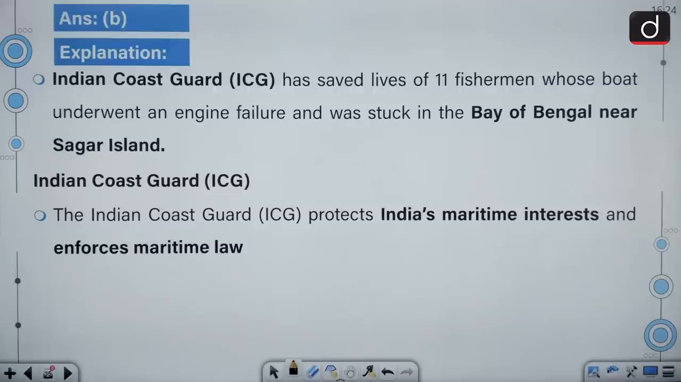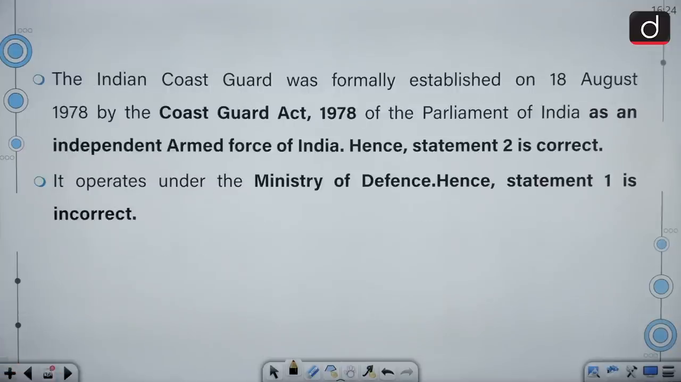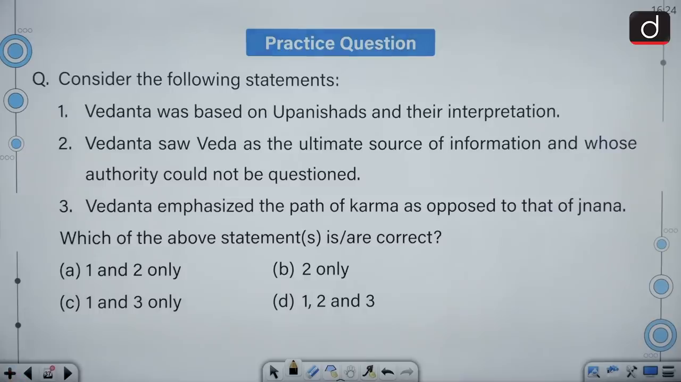Indian Coast Guard has saved the lives of 11 fishermen whose boat underwent an engine failure and was stuck in the Bay of Bengal near Sagar Islands. The ICG protects India's maritime interest and enforces maritime law. The ICG was formally established on 18th August 1978 by the Coast Guard Act of 1978 of the Parliament of India as an independent armed force of India, and it operates under the Ministry of Defense.